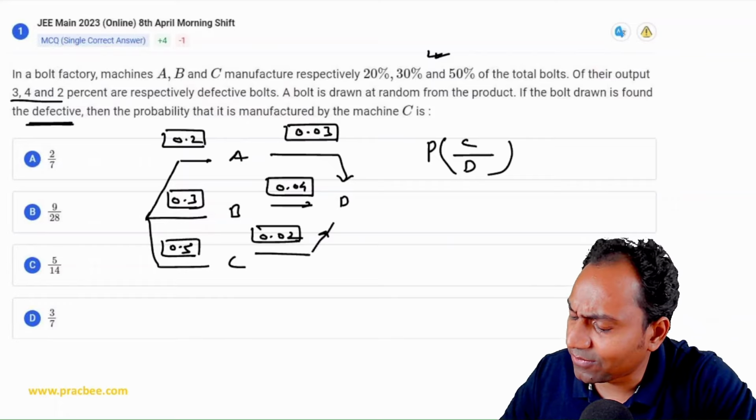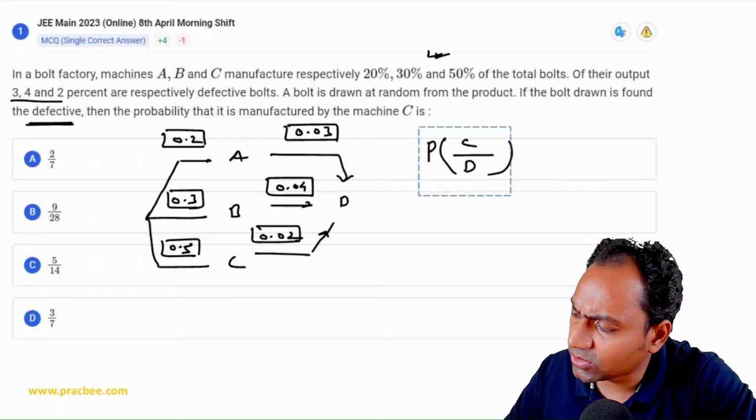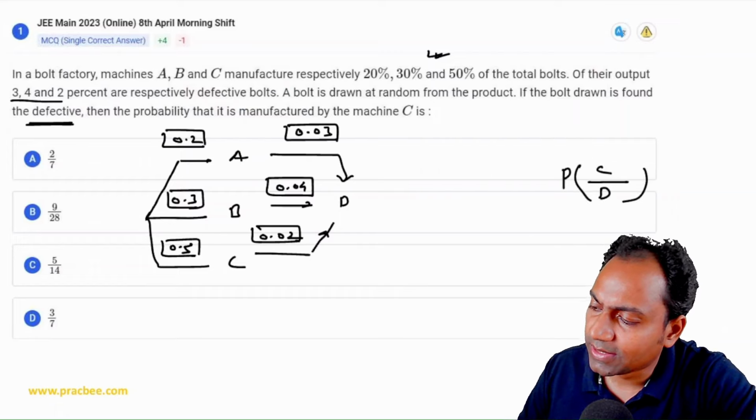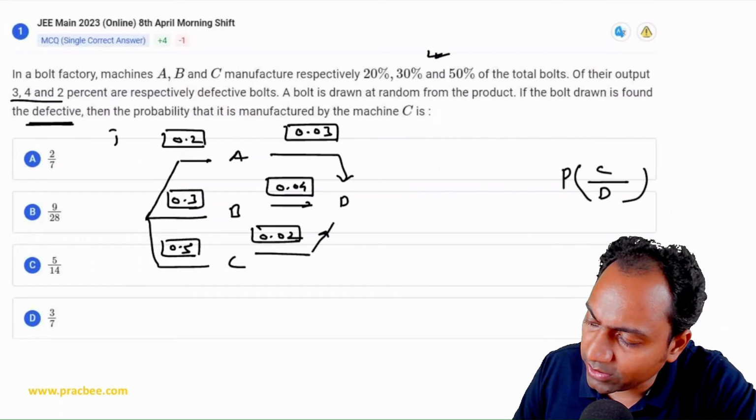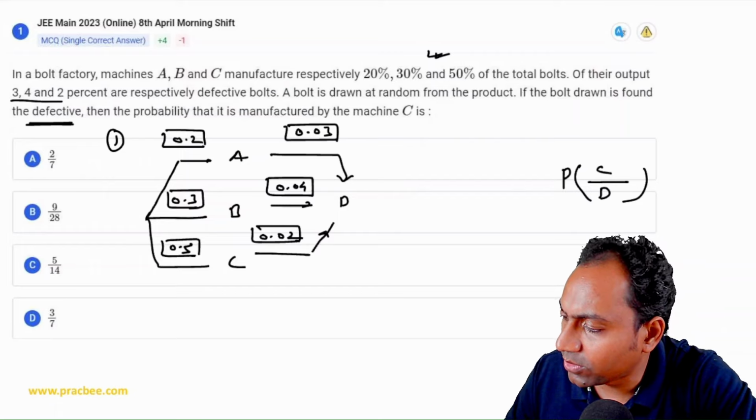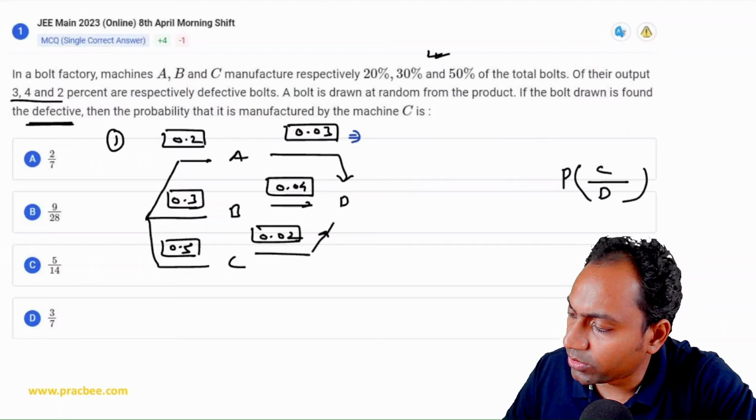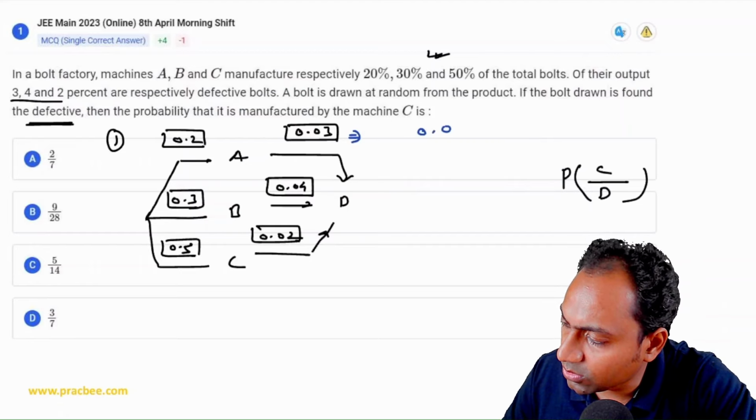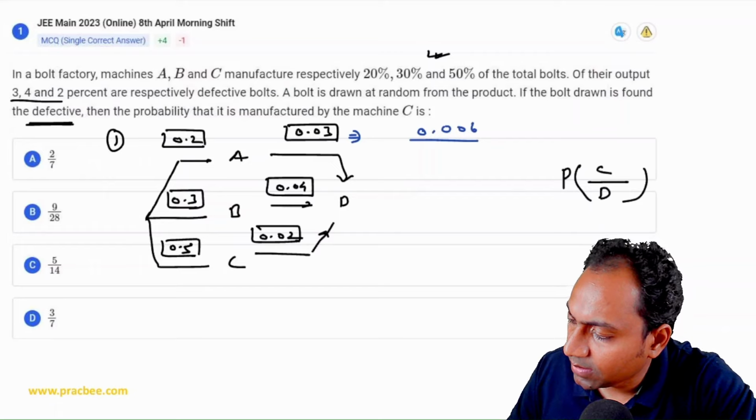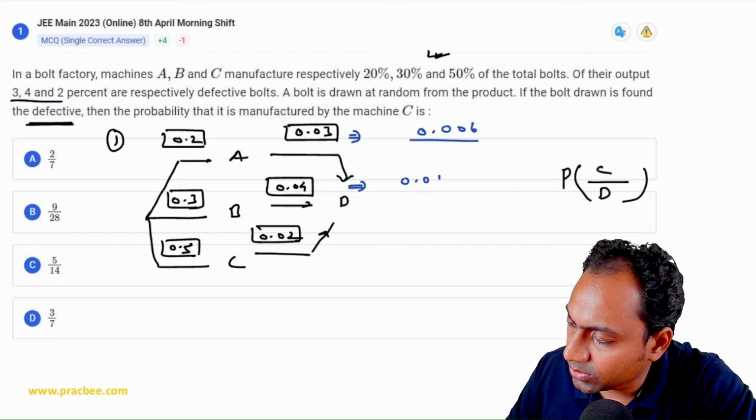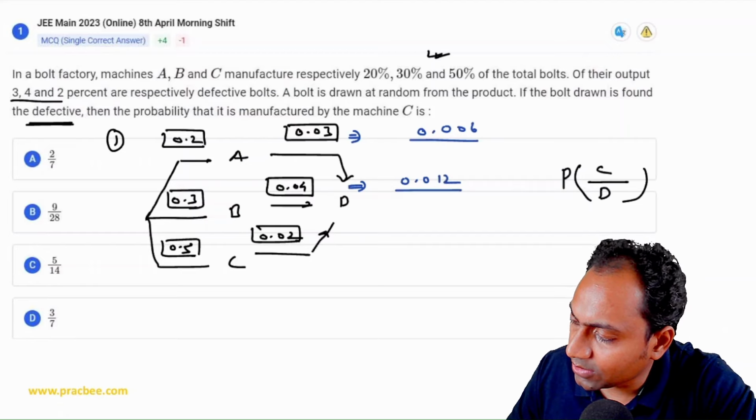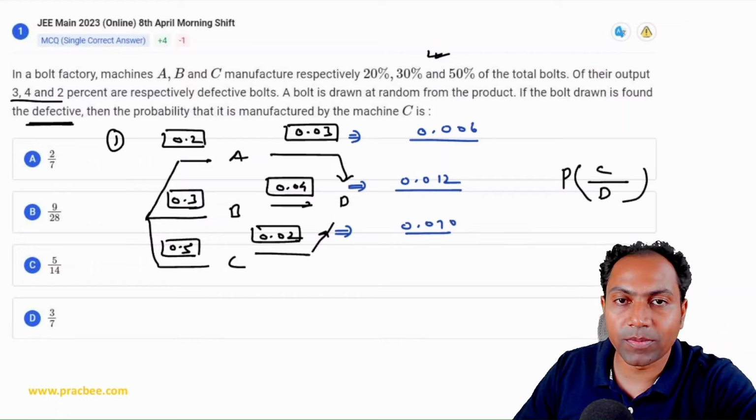So now this is a directly formula based question, and more than formula I have shown you how to apply this tree diagram directly. Because we have already made this tree diagram, the probability corresponding to the first path would be nothing but 0.2 into 3, so this becomes 0.006. That corresponding to the next path would be nothing but 0.012, and that corresponding to the next path would be nothing but 0.010.